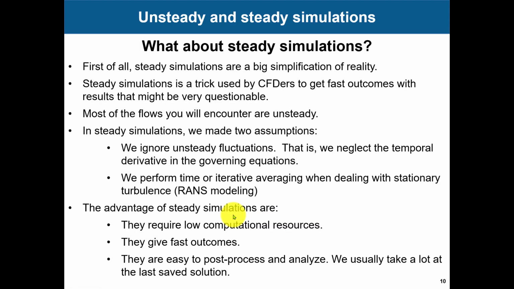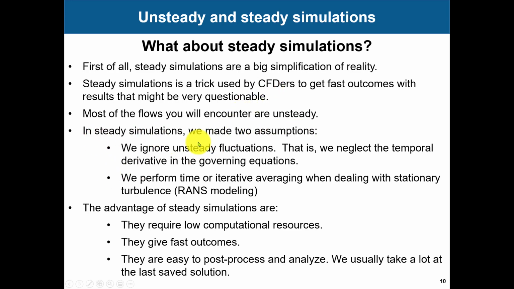Okay. So what about steady simulations? We talked about unsteady. So the first thing is that it's a huge simplification of reality. And actually, I don't know many problems in reality that are steady. So basically, this is a trick that we use in CFD to get fast solutions. We don't take into account that derivative, but somehow we need to advance the solution in an iterative way, not in time. So this is where those under-relaxation factors come into play.